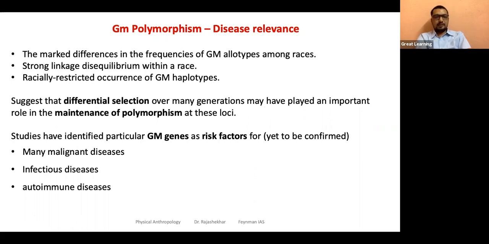As per some literature, I've noticed that there is a correlation between cancers and GM genes, plus autoimmune diseases. Autoimmune diseases are where the immune system attacks our own tissues, like Graves' disease and thyroid-related problems, type 1 diabetes. Those are examples of autoimmune diseases. So there is also some correlation between these gamma globulin genes and autoimmune diseases. So they can be used as markers here. How thoroughly is a different question, but there's a correlation that can be employed here. And also some infectious diseases seem to have some correlation.